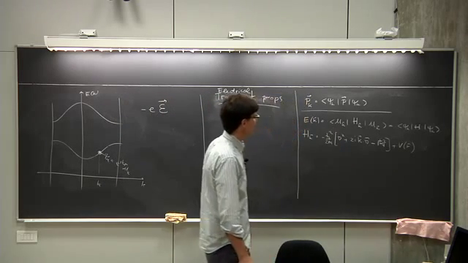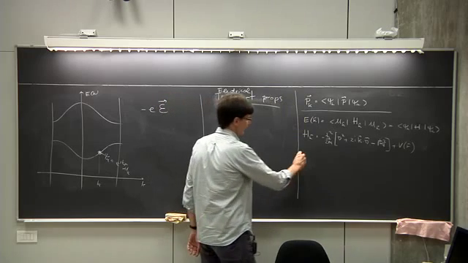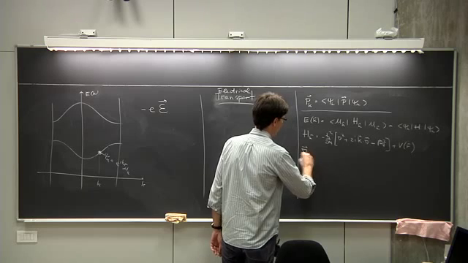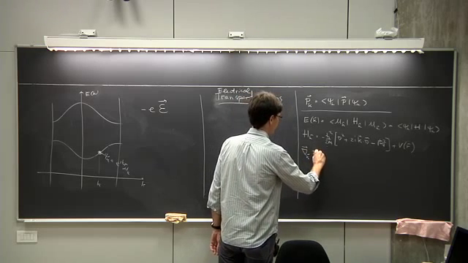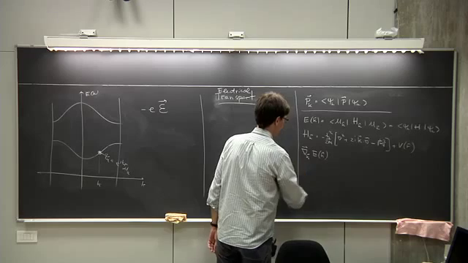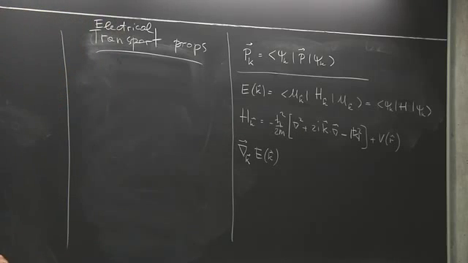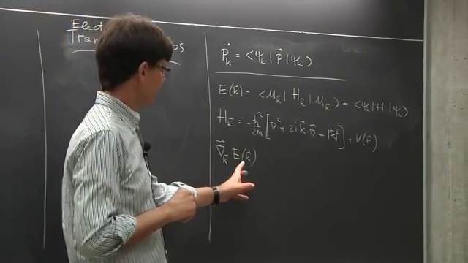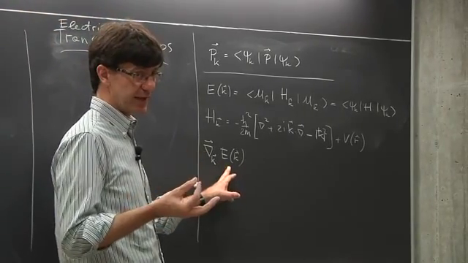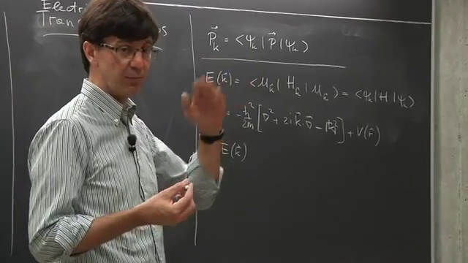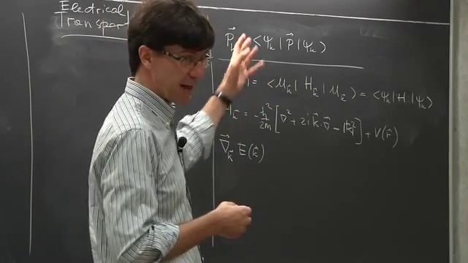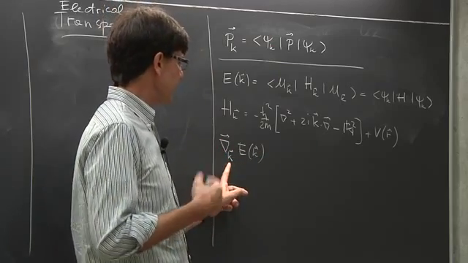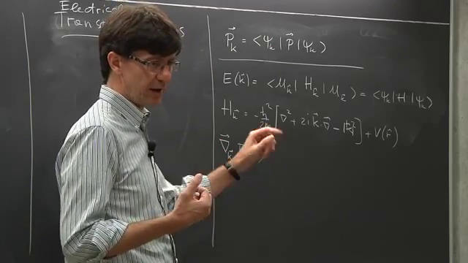So let me now take the gradient with respect to k of E of k. You might remember that I told you at some point that we were going to discuss this, that the velocity of a Bloch state is given by the derivative, the slope of the band structure. That's exactly what we're going to do now. So I'm now going to take the derivative, the gradient, with respect to k of our band structure.